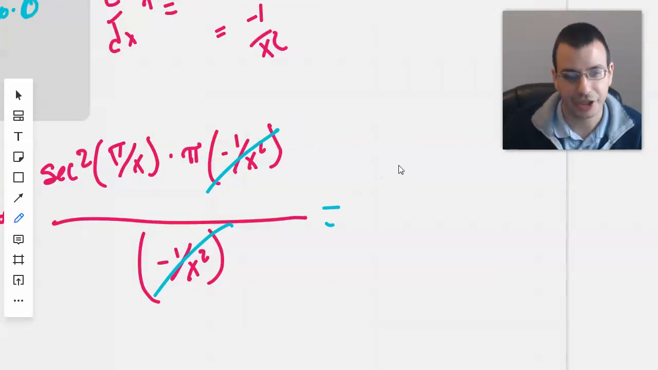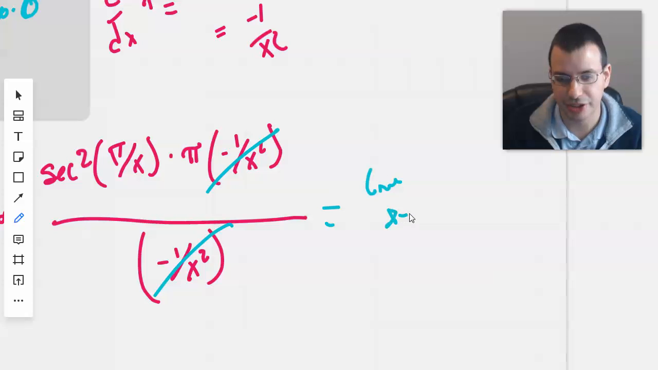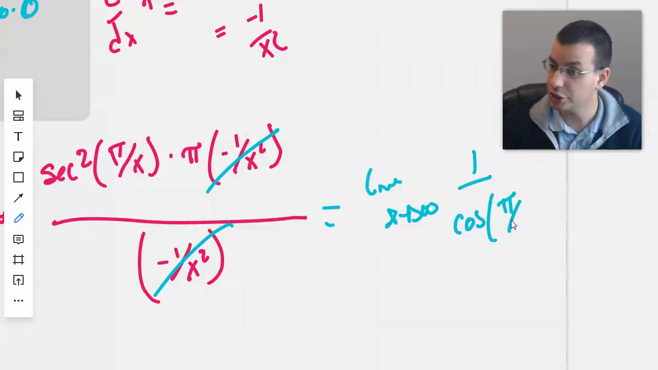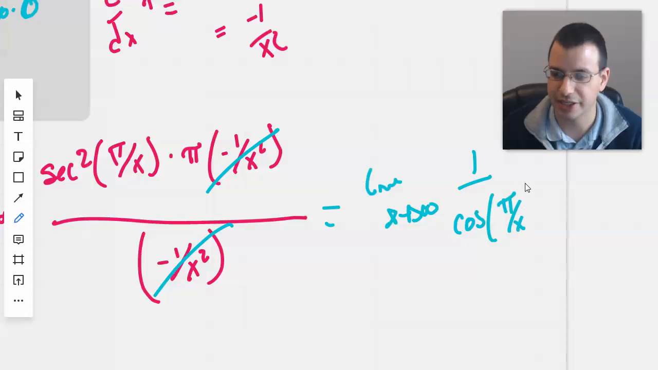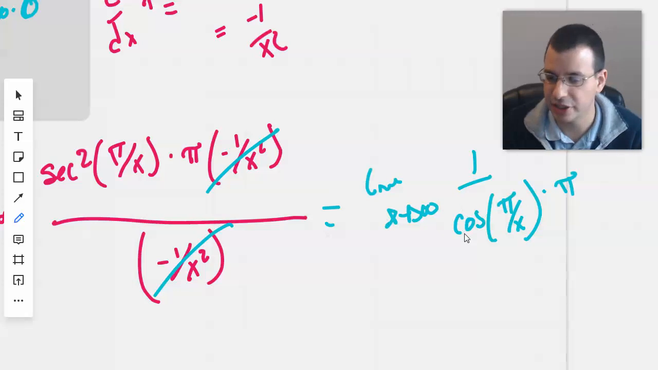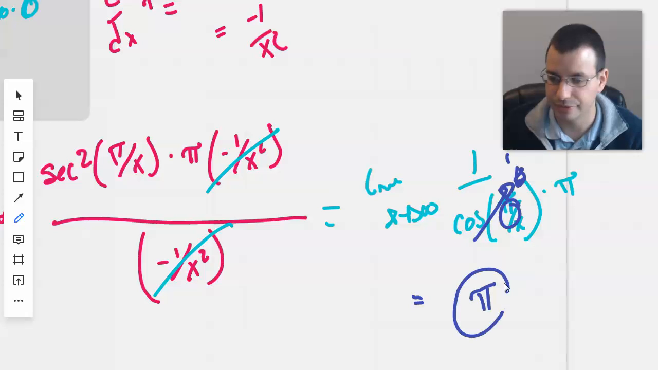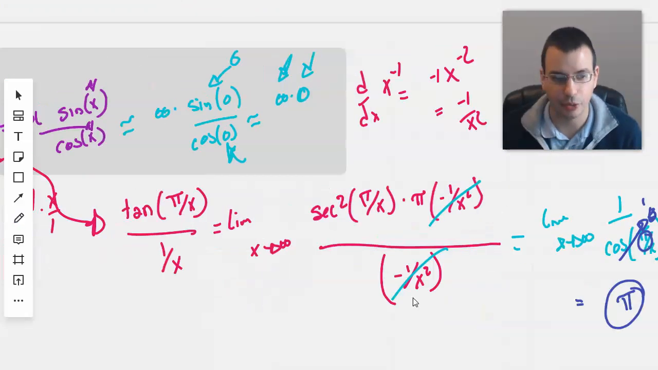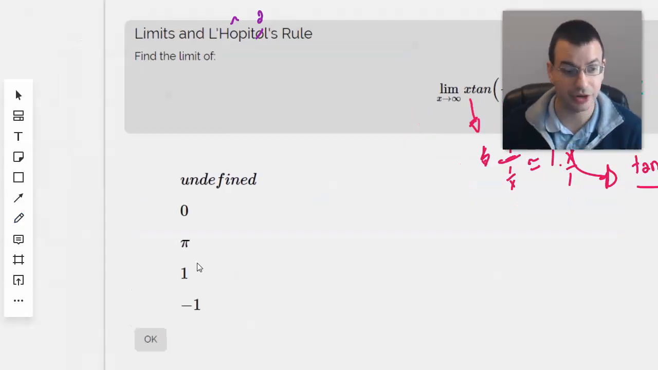Okay, so then we do the limit as x approaches infinity of, instead of saying secant, I'm going to say 1 over cosine, because secant is 1 over cosine, and it's easier to visualize in that way. Times pi, change color to add emphasis. Cosine of pi over infinity is cosine of 0, which goes to 1. So 1 over 1 is just 1, and what we're left with is pi. So the limit will be pi, which is one of our possible answers.